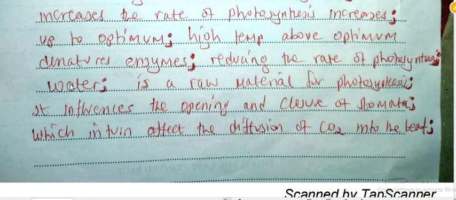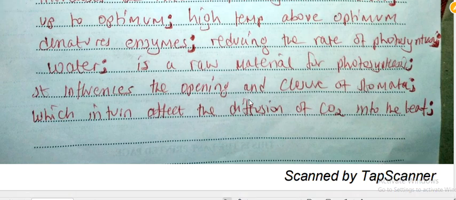Next we have water. Water is a raw material of photosynthesis. Remember, it is broken down to produce hydrogen ions and oxygen. It influences the opening and closure of stomata, which in turn affects the diffusion of carbon dioxide into the leaf.